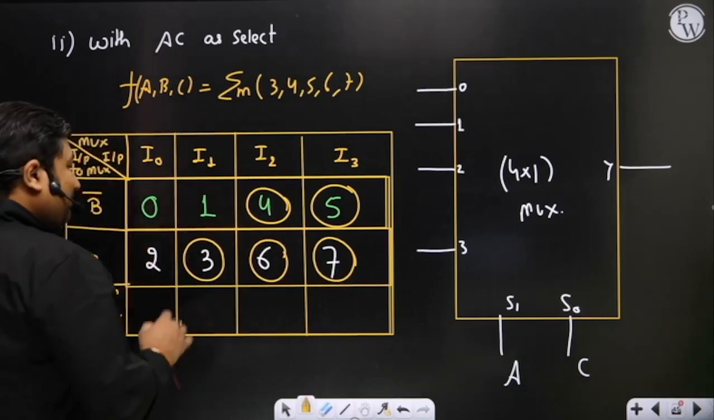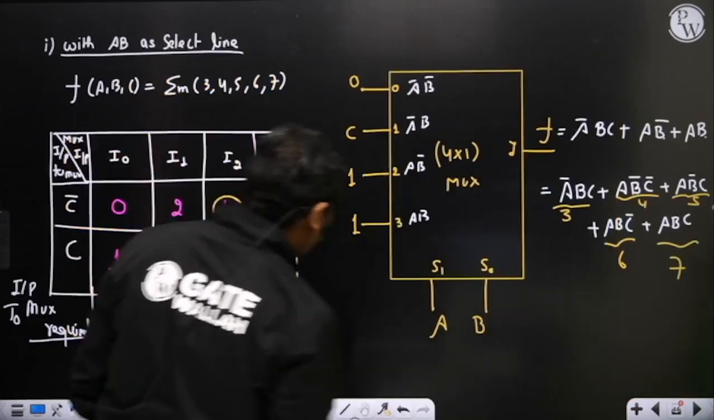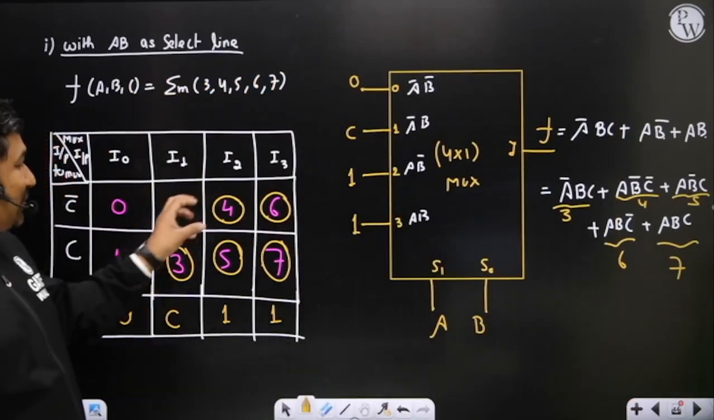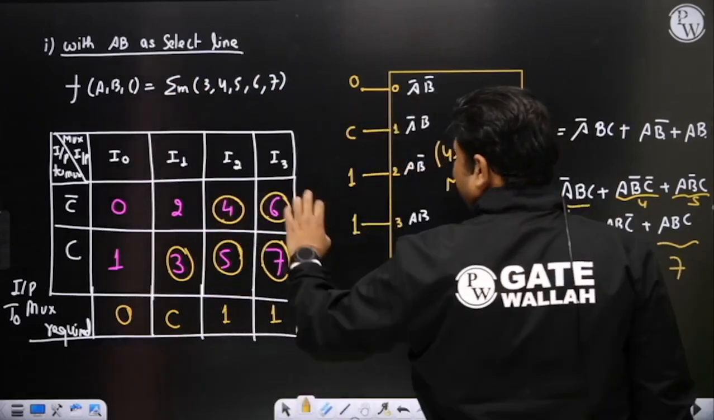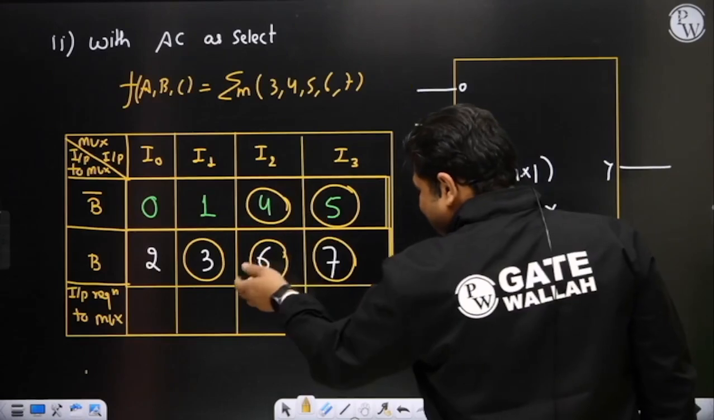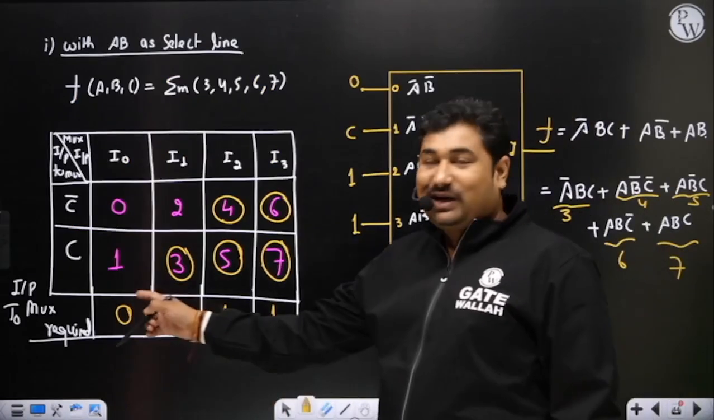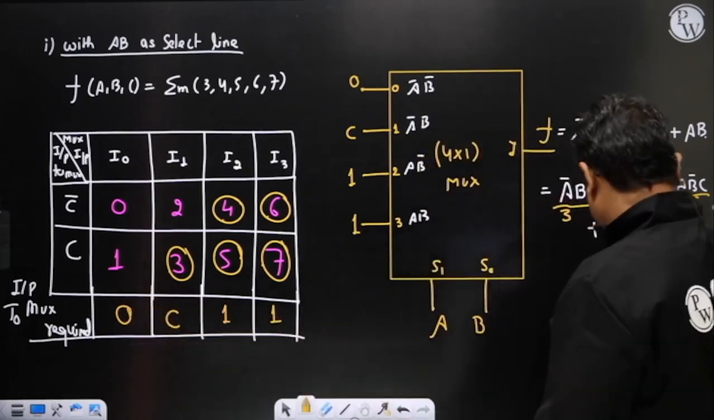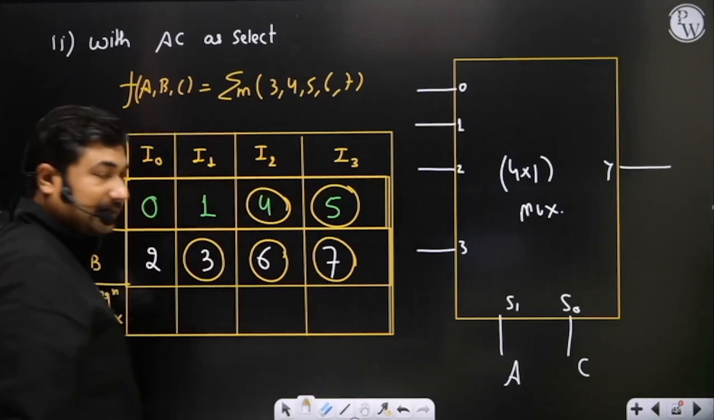But since the function I have chosen, though its position is changed, 4 and 5 both are part of the function and 6 and 7 both are part of the function. So you are getting the required input similar, but the numbering is changed. You need to focus on the numbering.